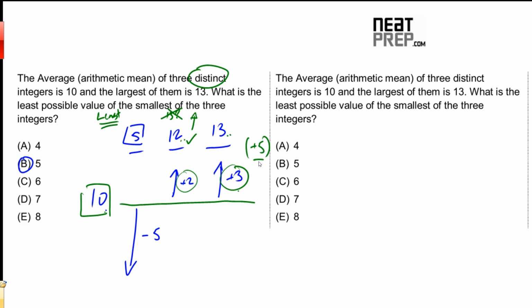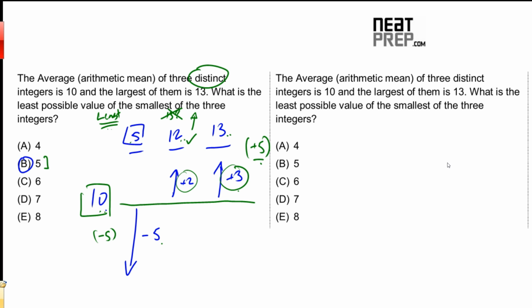Since we know that the sum of differences from the average is always 0, the least possible item will have to correct this addition of plus 5 by subtracting 5 from the average. What number is 5 below the average of 10? 5. The correct answer choice is B.